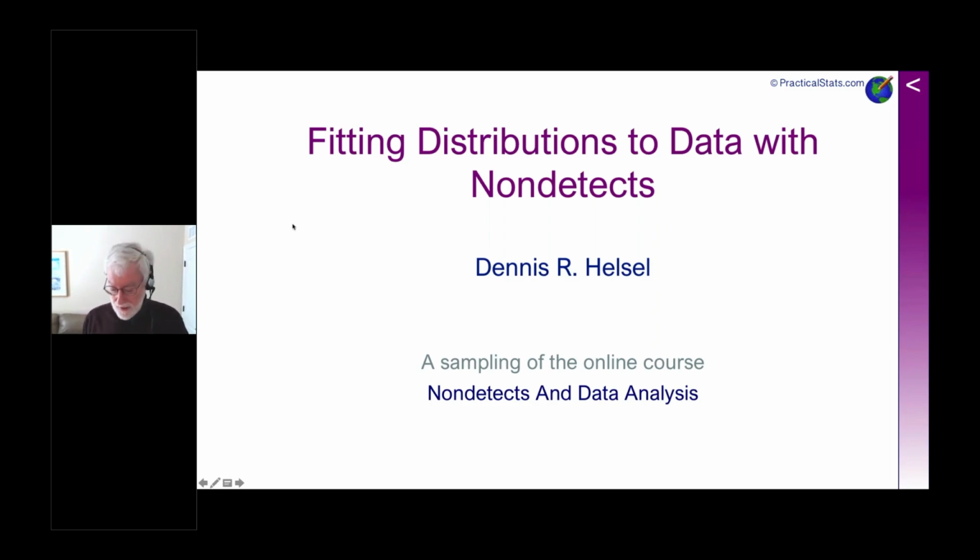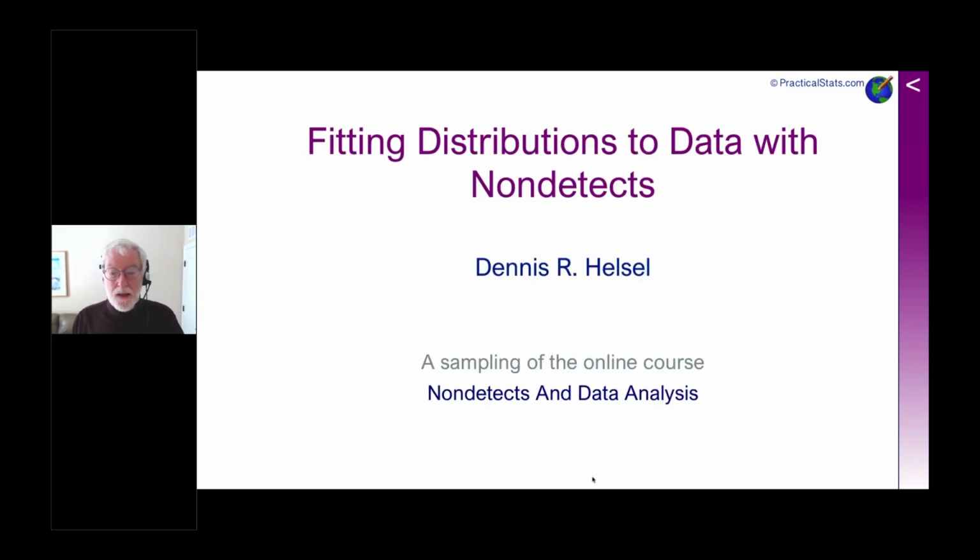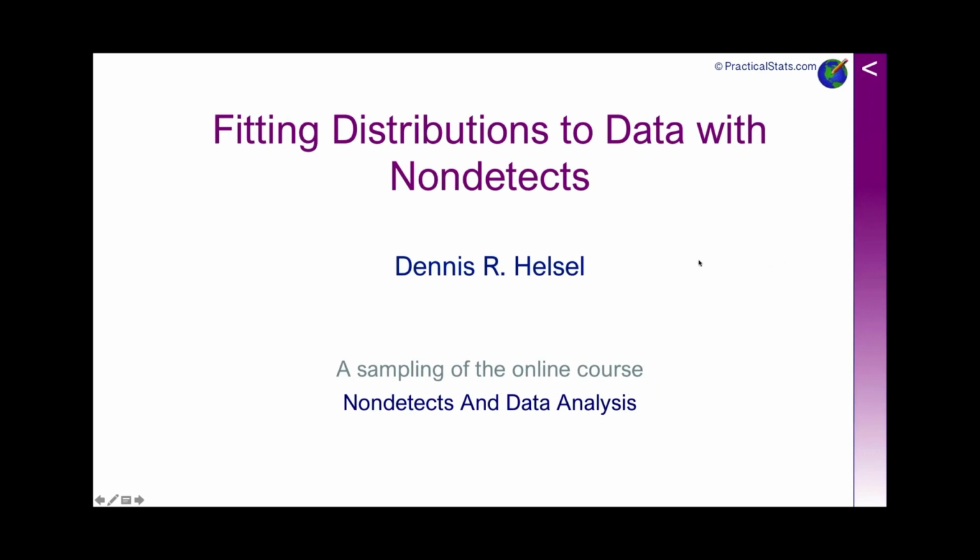First, I just want to let you know that there is this book from 2012 called Statistics for Censored Environmental Data Using Minitab and R, and there's a lot more information in the book than we're going to do today. So this is just one small piece of that. All right, well, then let's get started. I'm going to let you have a full screen of PowerPoint.